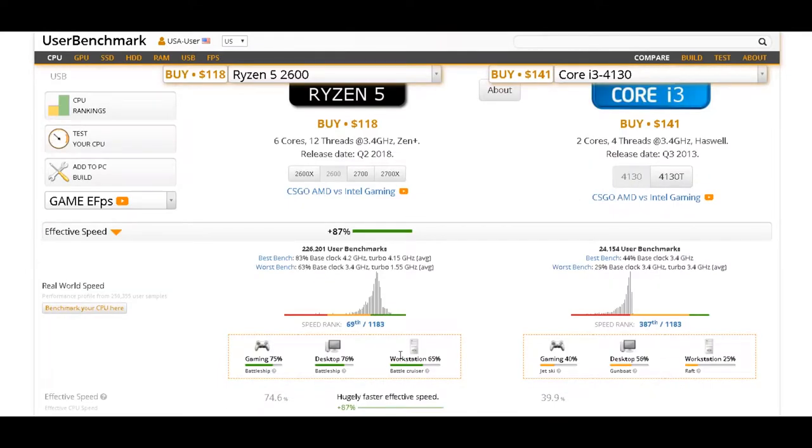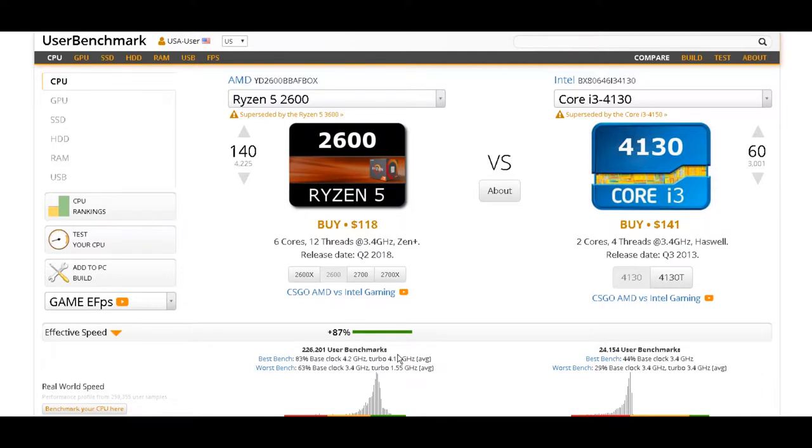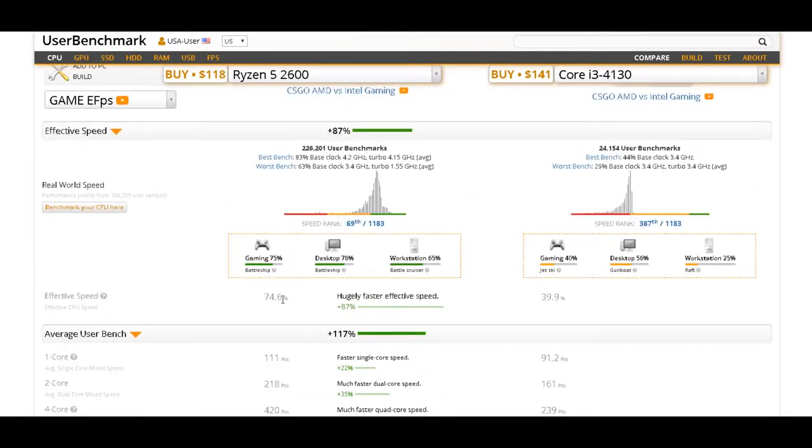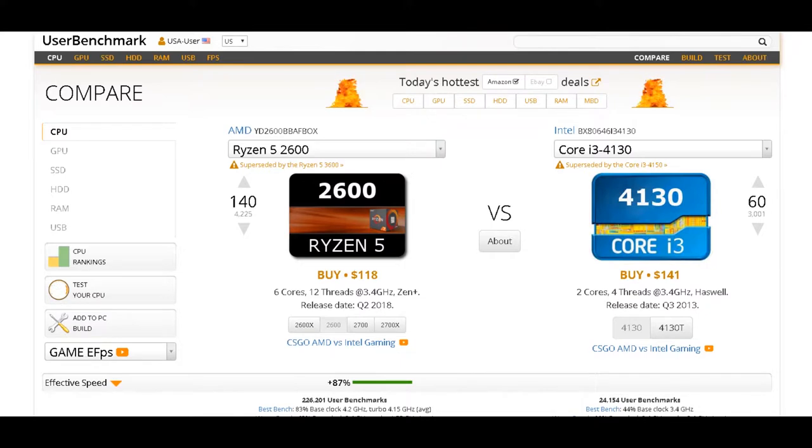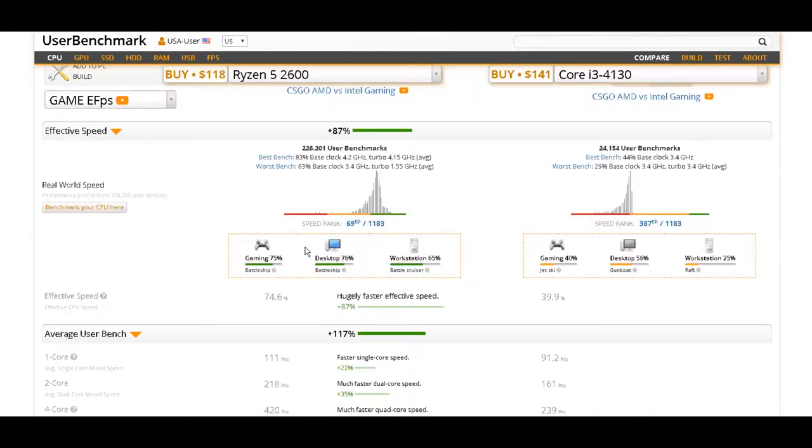So right here I have my current processor, which is a Ryzen 5 2600 versus my first computer's i3-4130. And we can see it is 87% faster, which is an insane increase. And it has 6 cores and 12 threads compared to its 2 cores and 4 threads. But its clock speed is only 0.2 faster. And you can actually see, compared to its gaming and workstation, it's a 75 compared to a 40, 71 desktop compared to a 50, and a 65 workstation compared to a 25. So you can see that the Ryzen 5 2600 is more suited for gaming, desktop use and workstation than the i3-4130, and that is one of the reasons why I upgraded.